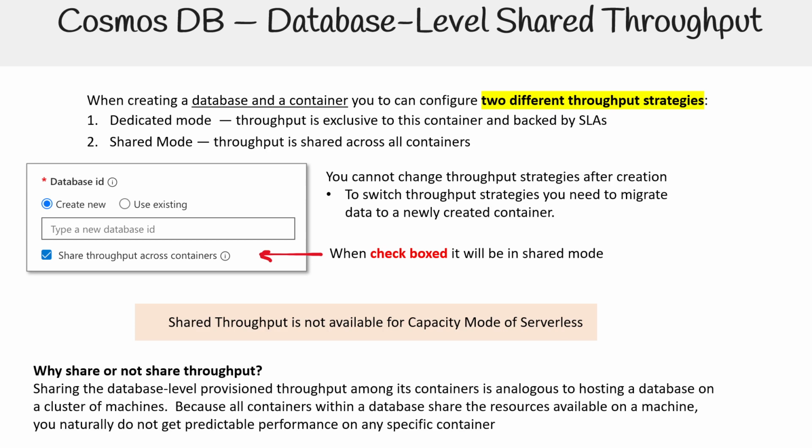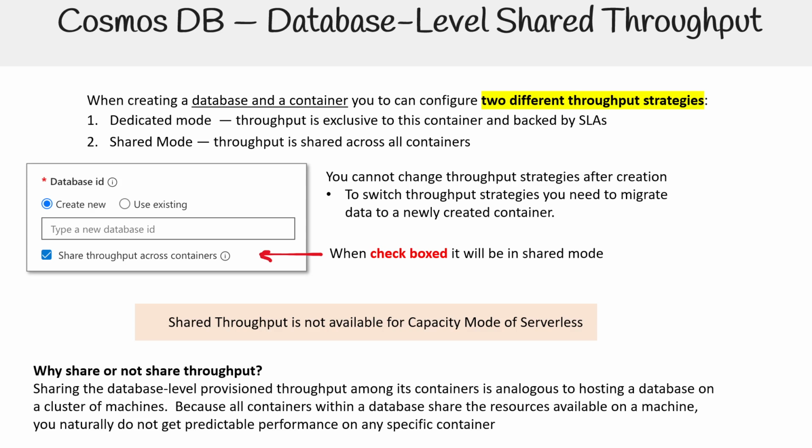So sharing the database level provision throughput among its containers is analogous, which means comparable, to hosting a database on a cluster of machines. Because all containers within a database share the resources available on a machine, you naturally do not get predictable performance for any specific container, but you get better utility or usage of your resources. They're not going to waste.